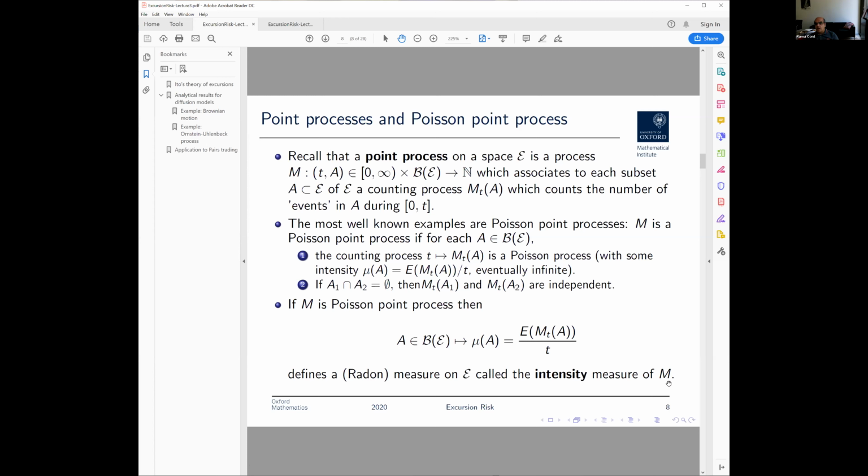Okay, so mu of A gives you the intensity of the counting process M_t(A), for each A. It tells you how the points are scattered across your space. It is not a probability measure. I did not say it's a probability measure, and we don't even assume it's a finite measure. It can be infinite. We allow the Poisson processes to have infinite intensity. It's just a measure.